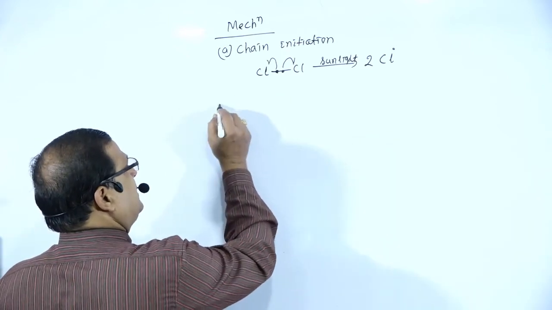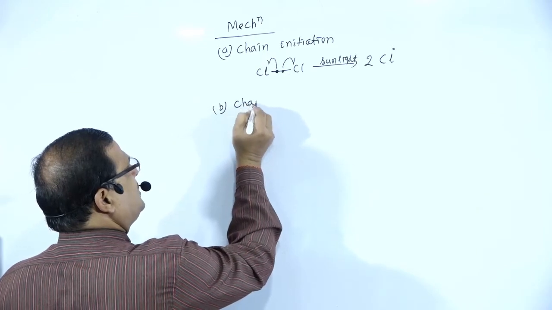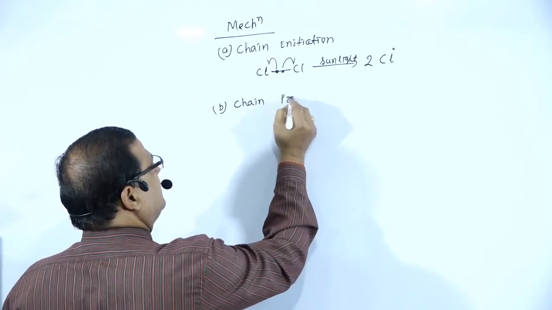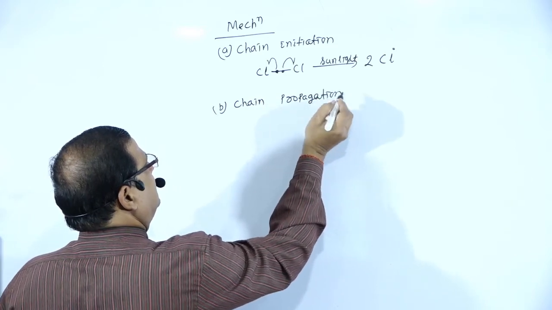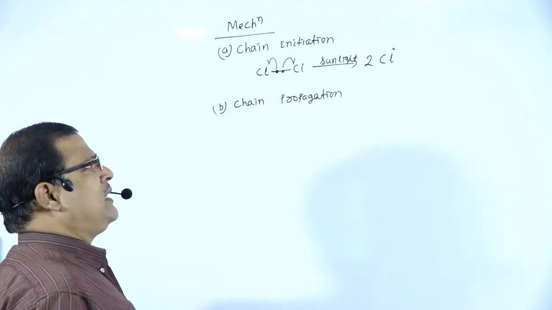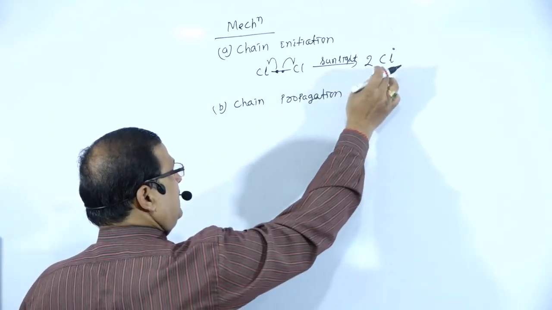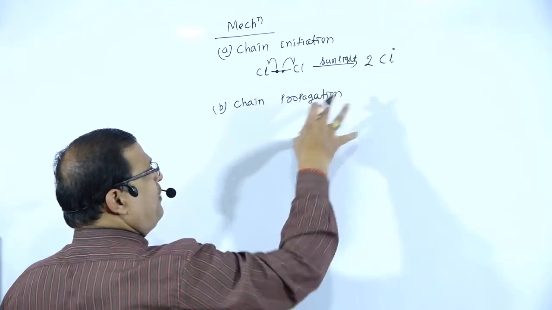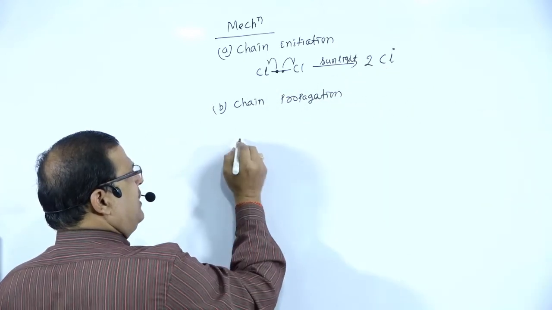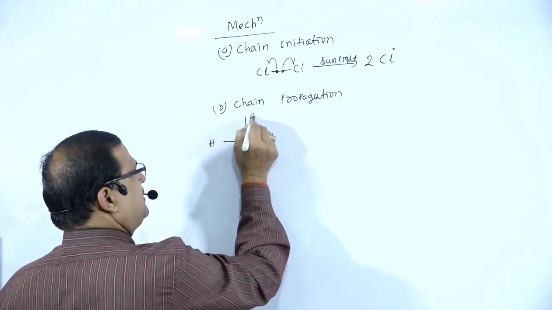Next, this is the chain initiation. The next one is chain propagation. The free radical which has been obtained will propagate and carry out the reaction. CH3 H.